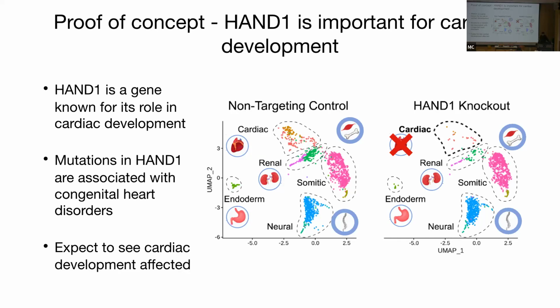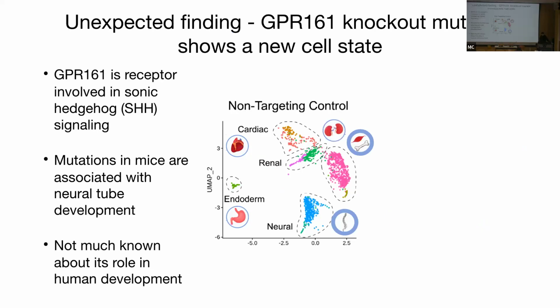Next, so that was just a proof of concept, but next I looked at the knockout of a receptor called GPR161. And this is a receptor that's involved in sonic hedgehog signaling. In humans, it's known to play a role in breast cancer development. And in mice, it's known to play a role in neural tube development in developing embryos. However, not much is known about its role in human development. So this knockout we thought would be particularly interesting to look at.